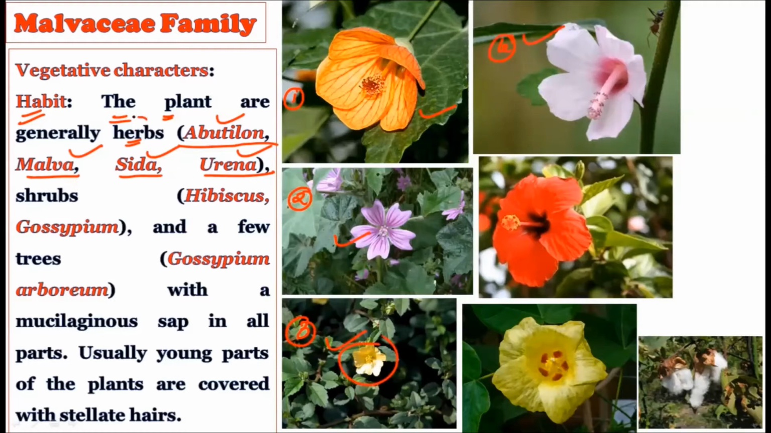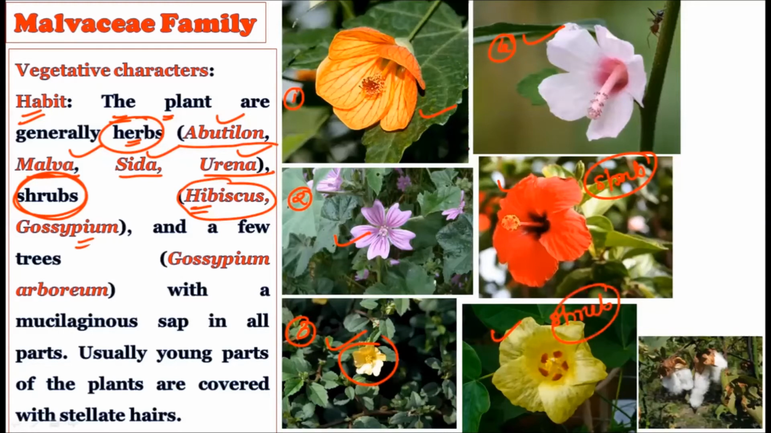But there are not only herbs, shrubs are also present, for example Hibiscus and Gossypium. You must have seen the plant of Hibiscus. This particular species of Hibiscus is found throughout the world, with beautiful flowers, and the flowers are mostly used for worship purposes. It has religious importance, and that is why you will definitely find this plant in your locality. So Hibiscus is a kind of shrub, a shrubby habit plant, and the Gossypium species, the cotton species, is also a shrubby plant.